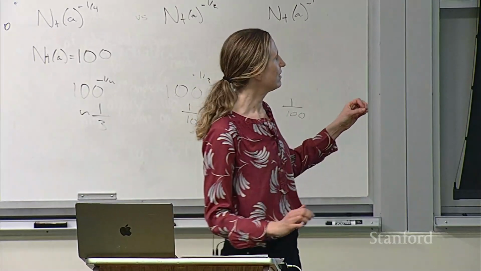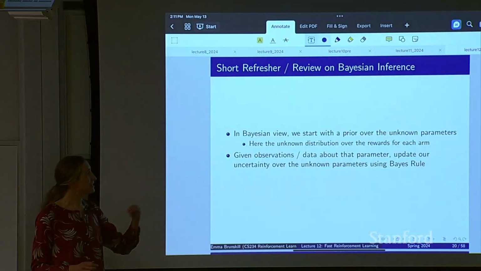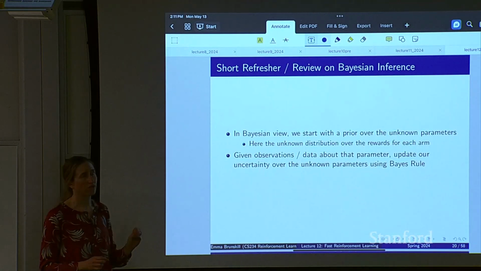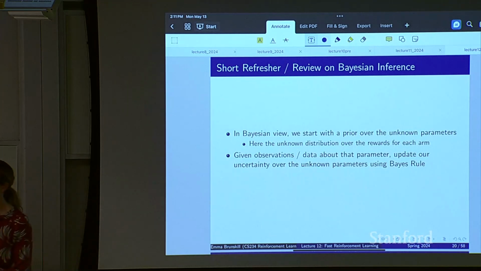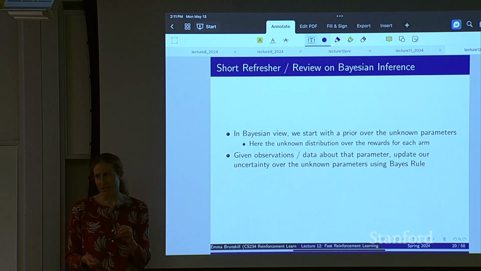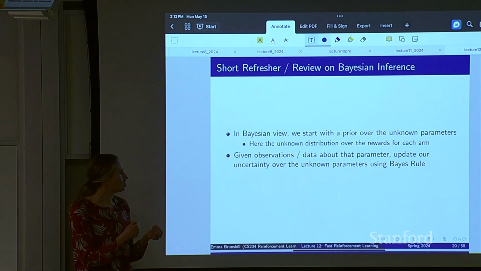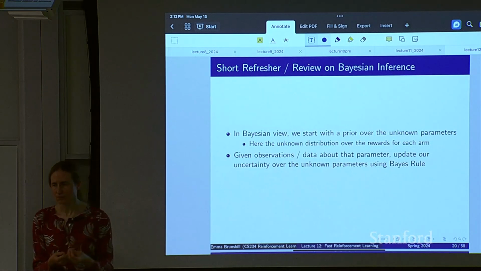Okay, so the idea is that we're going to start with a prior over the unknown parameters. In our particular case, that's going to be the unknown distribution over the rewards for each arm. So it's like if we have a coin flip, or if we think about the toes example, what's the probability that someone's going to heal if they're given surgery? We don't know what that parameter theta is. And so we're going to have a prior over what that theta could be. Once we're given some observations about that parameter, for example, if we observe when you do surgery that someone was healed, that is going to change our uncertainty over the unknown parameters.